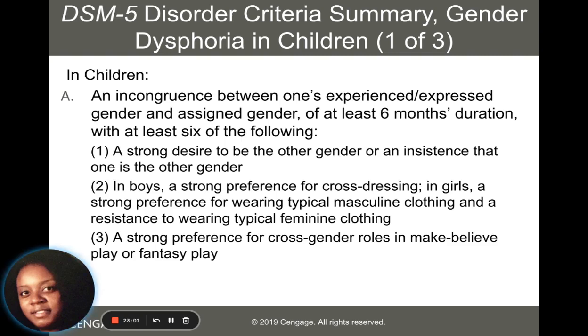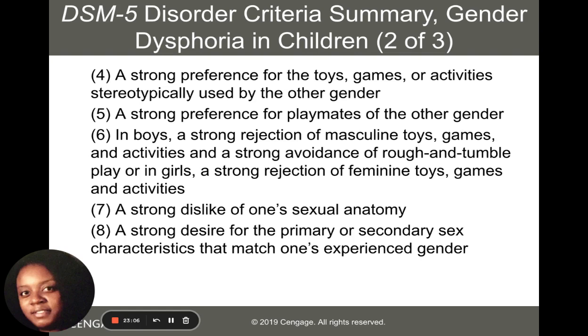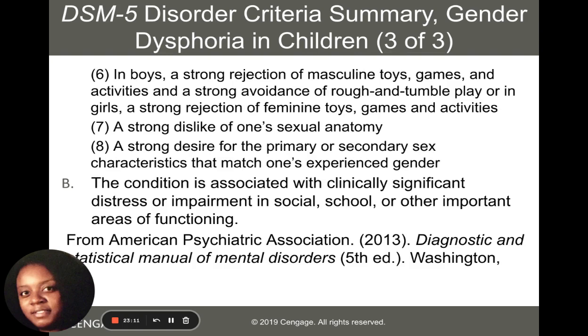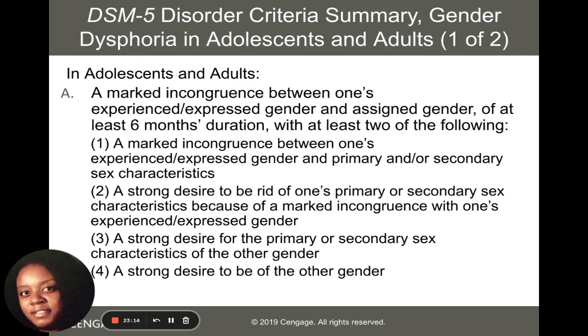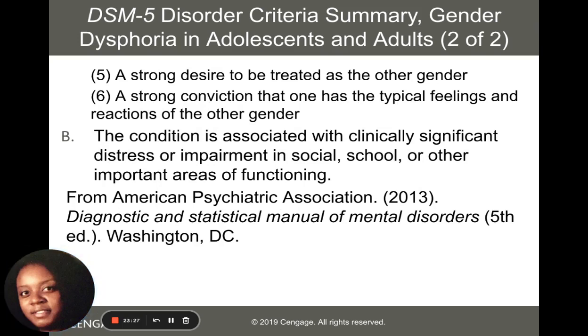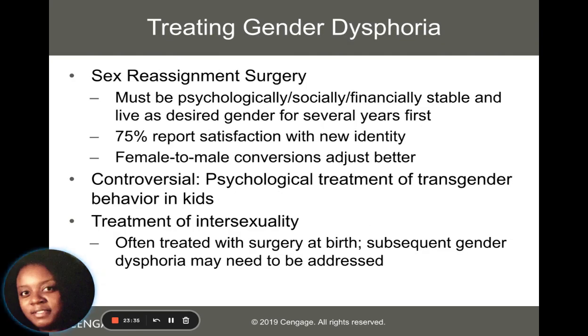So, here are the DSM criteria for gender dysphoria in children. And here are the DSM criteria for gender dysphoria in adolescents and adults. And notice there's a difference between children and adolescents and adults. So we generally think that there are some children who might feel that way as children and then eventually grow out of it, and some people who might develop gender dysphoria later.